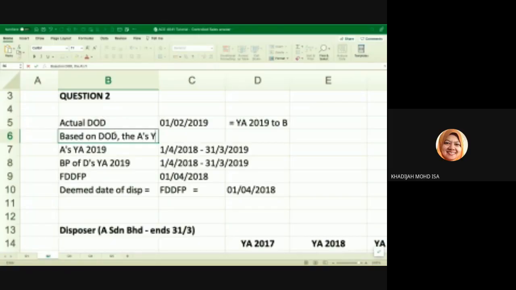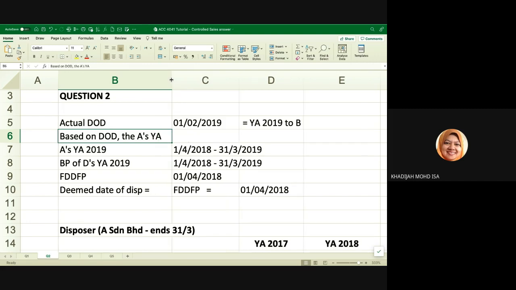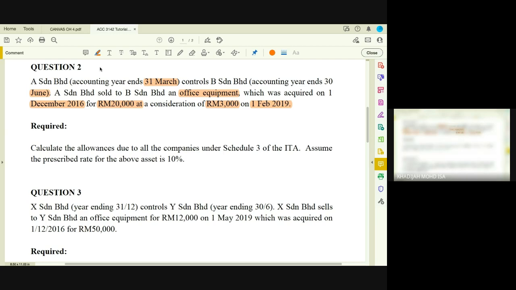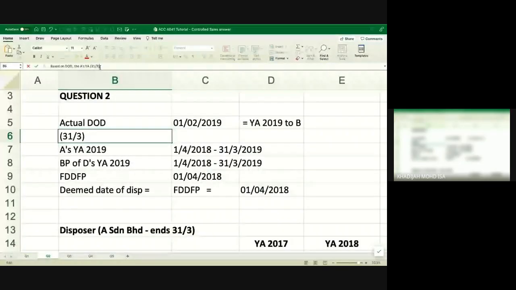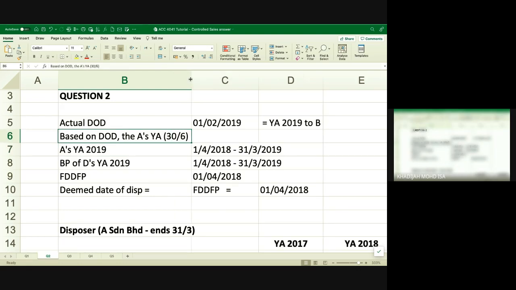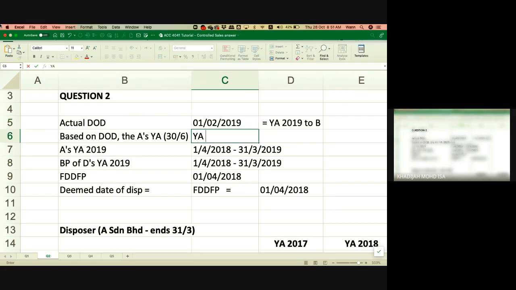YA equals to, so remember the year end. What is the year end for the acquirer? I think it is 31st of March, isn't it? Year end of B is 30th of June. A is 31st March, B is 30th of June. So you must know who is the acquirer. Based on this date of disposal, this will be YA 2019.